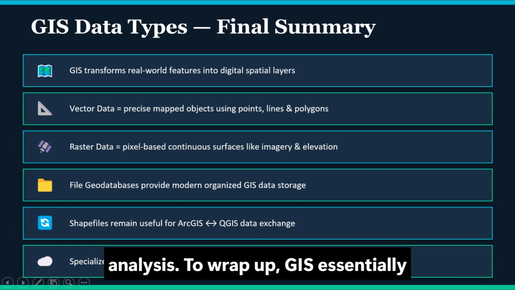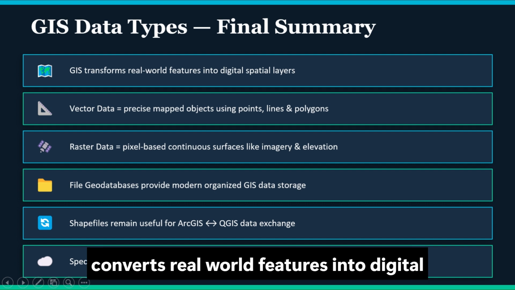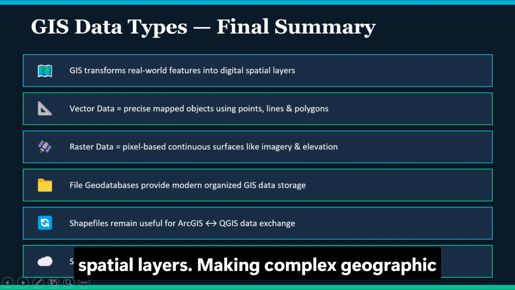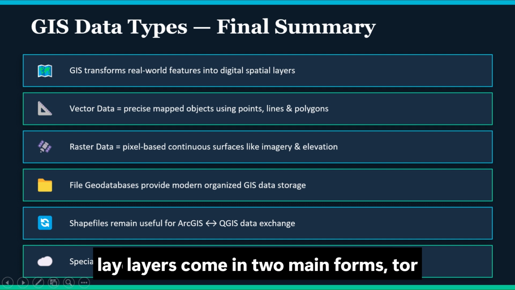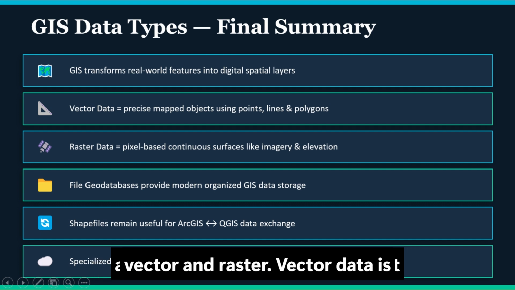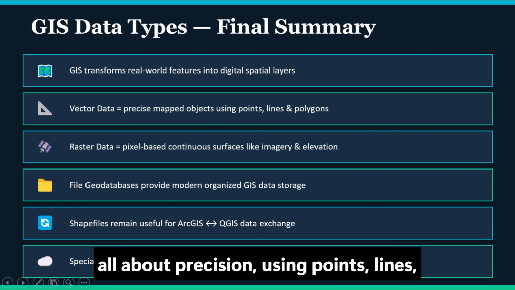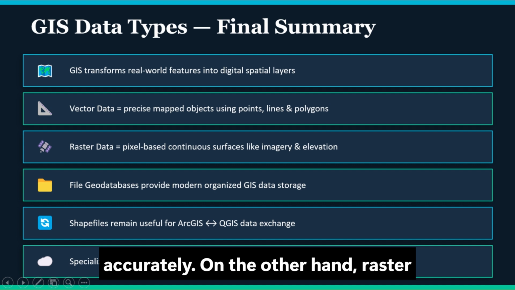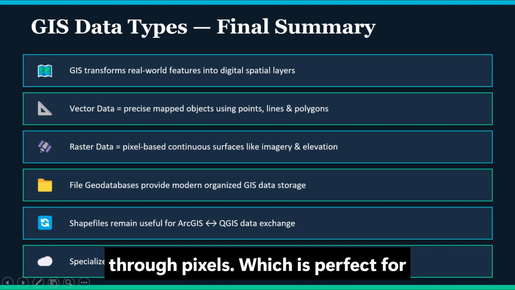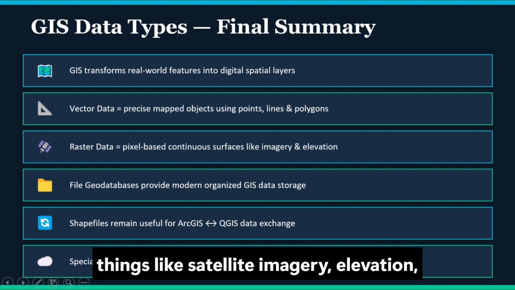To wrap up, GIS essentially converts real-world features into digital spatial layers, making complex geographic information easier to work with. These layers come in two main forms, vector and raster. Vector data is all about precision, using points, lines, and polygons to map specific objects accurately. On the other hand, raster data represents continuous surfaces through pixels, which is perfect for things like satellite imagery, elevation, and weather patterns.